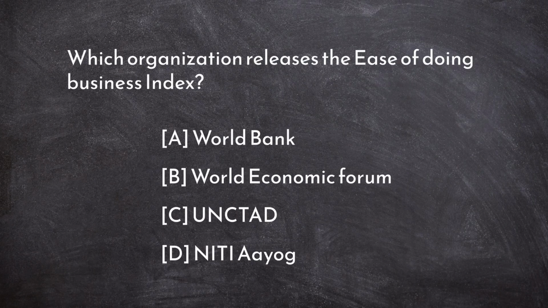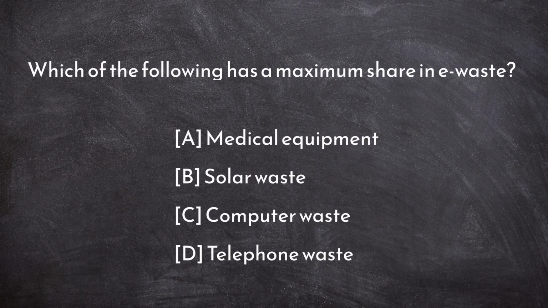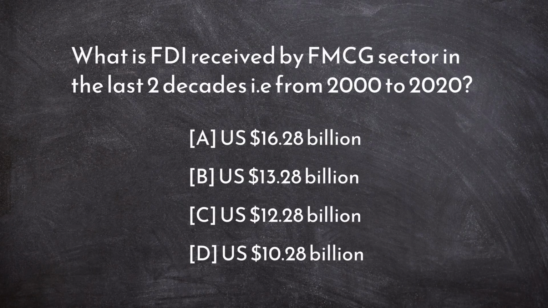Kul. Which organization releases the Ease of Doing Business Index? World Bank. Where is the headquarters of ordnance factories? Kolkata. Which of the following has a maximum share in e-waste? Computer waste. What is FDI received by FMCG sector in the last 2 decades from 2000 to 2020?